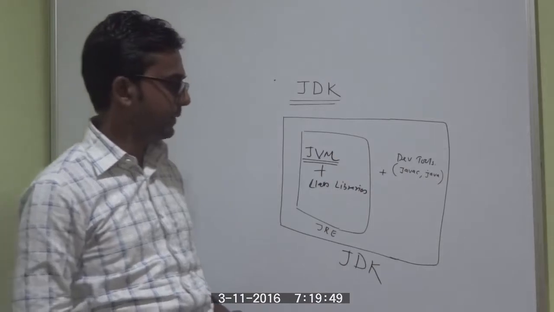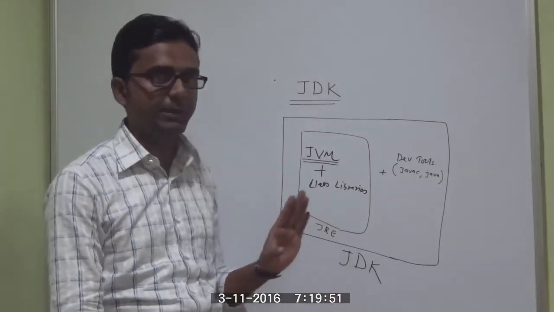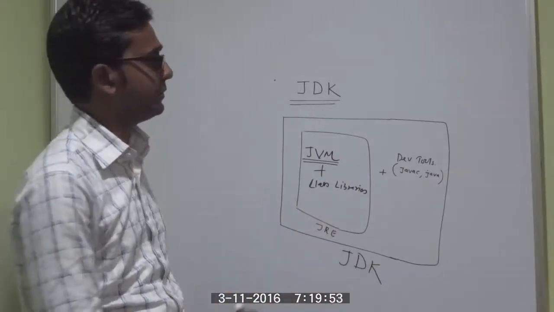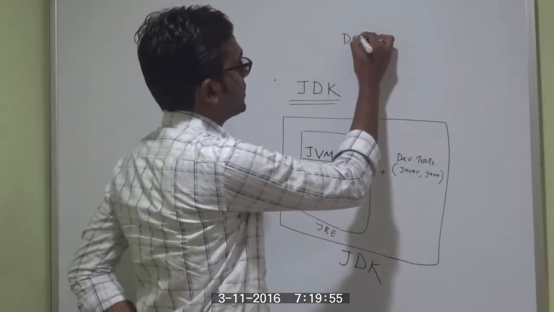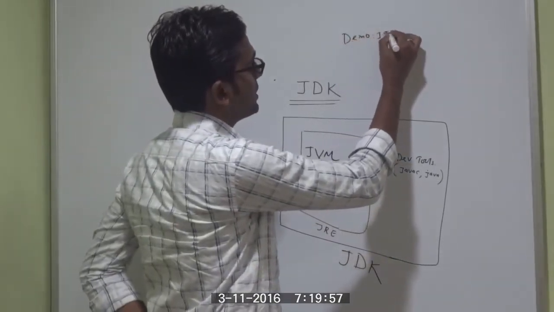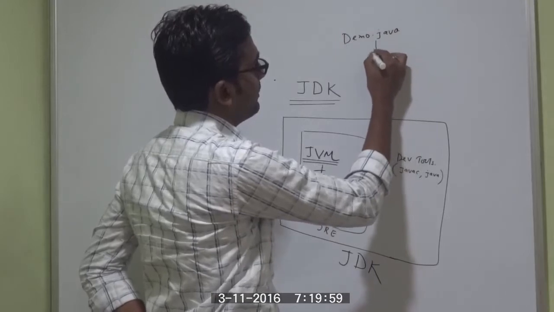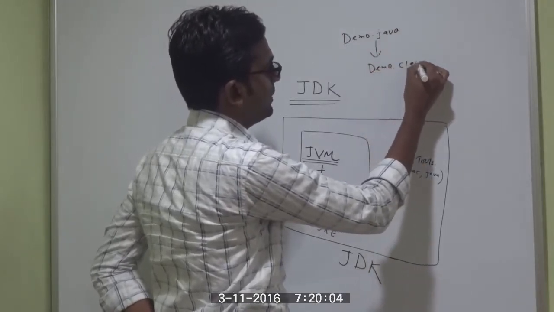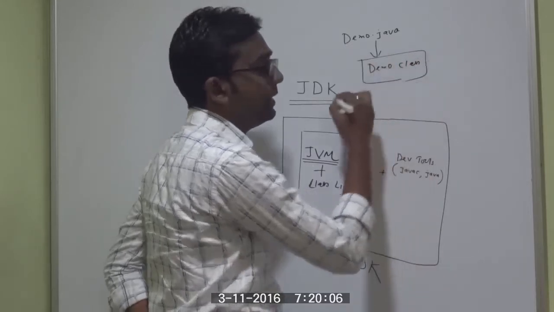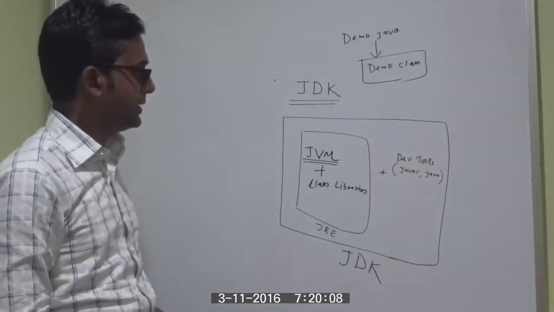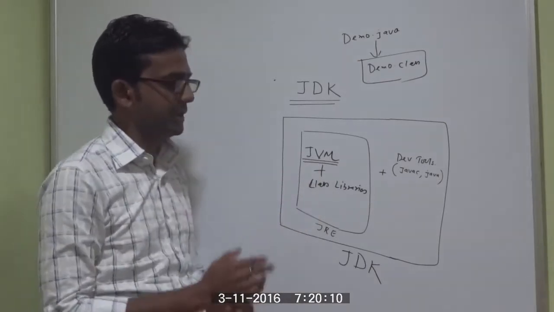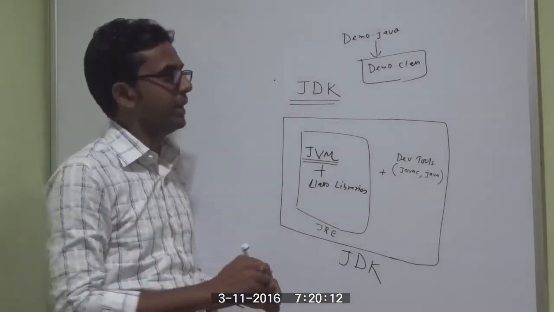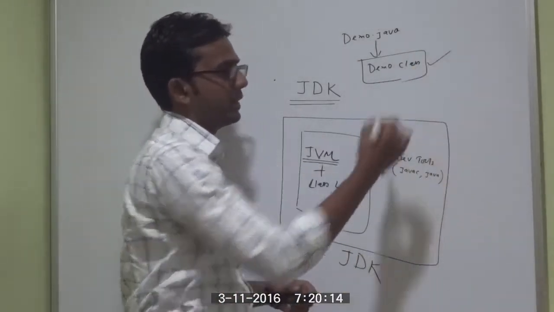As I discussed in the previous class, after compiling a Java program, suppose there is a source file with the name demo.java. If you compile this program, then the demo.class file will be created. This is nothing but the bytecode. This JVM, that is Java Virtual Machine, provides an environment where we can execute this .class file.